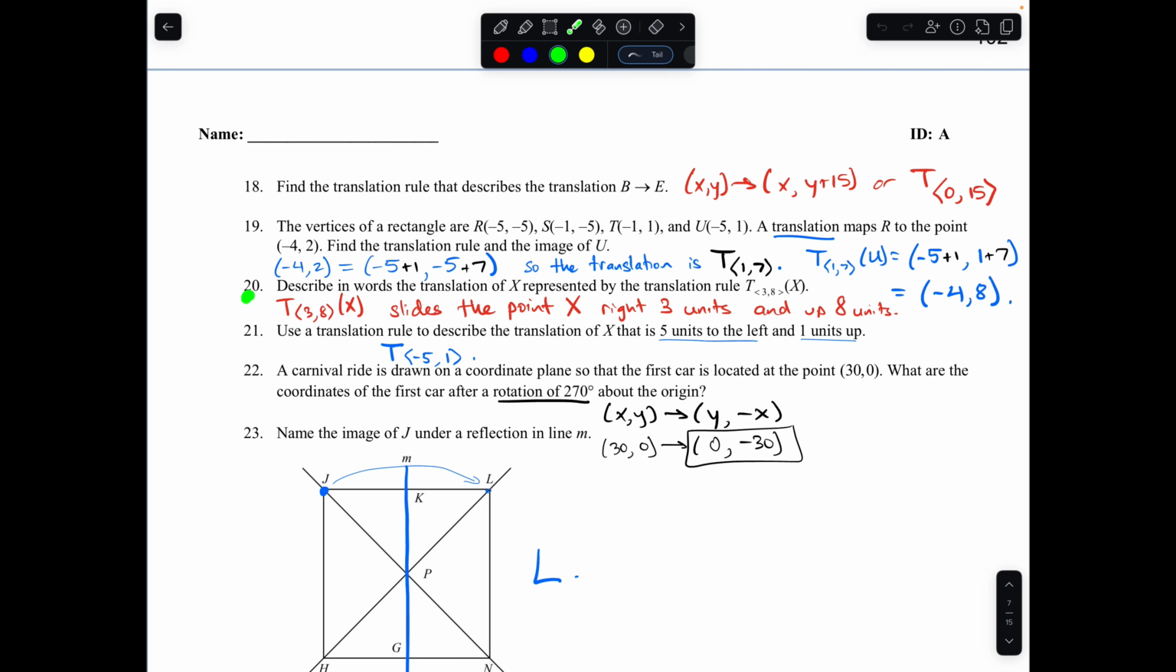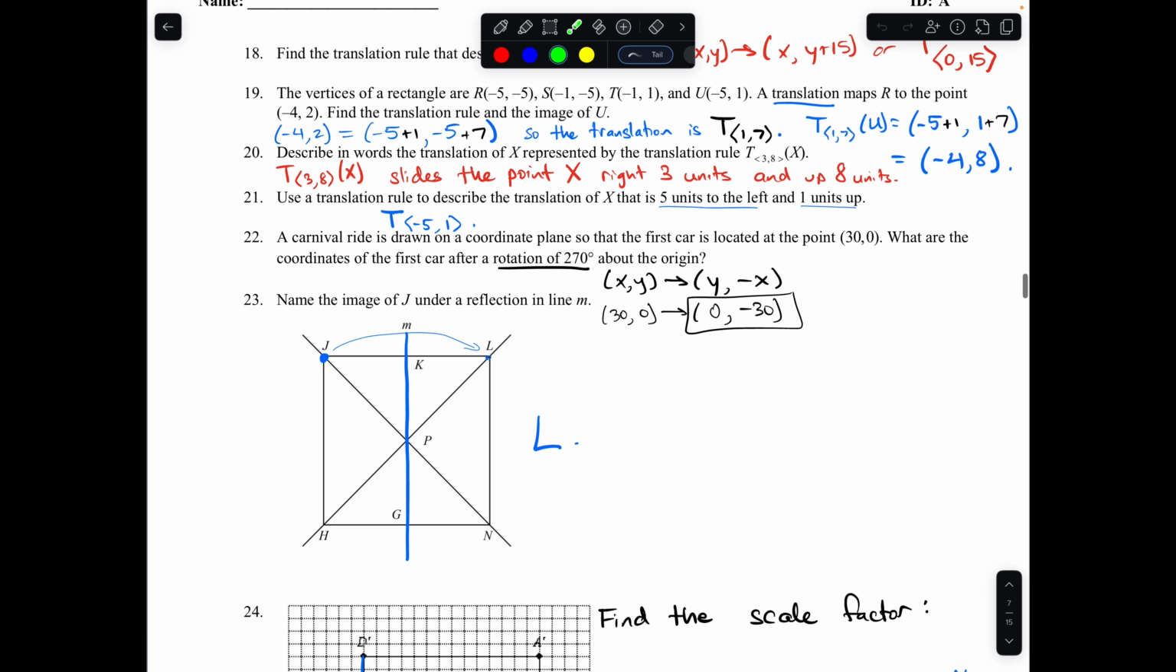Number 20, describe in words the translation of x represented by the translation rule T 3, 8 of x. So again, you should be able to tell me that this 3 means move right 3, this 8 means move up 8. Number 21, the translation rule to describe the translation of x, that is 5 units to the left and 1 unit up. This is pretty much number 20, but backwards. 5 units to the left means I need a -5 here. 1 unit up means I need a +1 here.